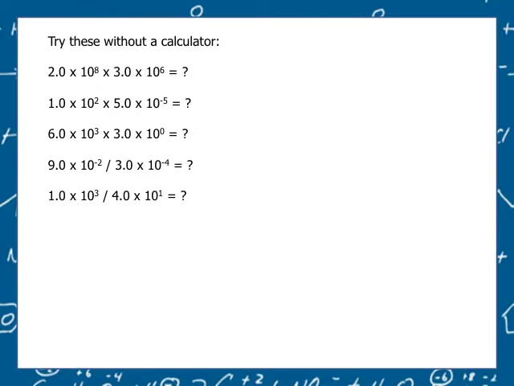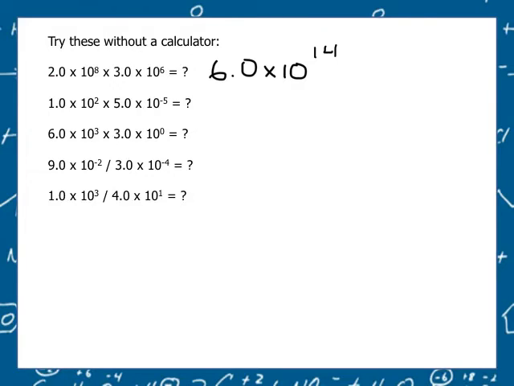Here are some examples that we did in class. I'm going to quickly run through these. So this one's a multiplication problem. My decimal numbers are 2 times 3, so that's going to give me 6.0 times 10 to the 8 plus 6, since we're multiplying, so that is times 10 to the 14th. I have proper scientific notation, so I'm done.